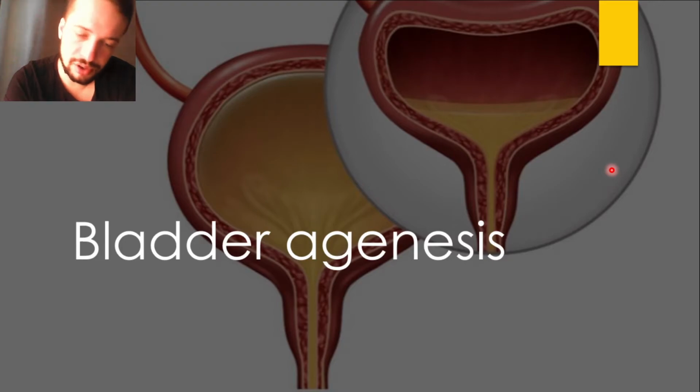Bladder agenesis is extremely rare and incompatible with life. 23 cases have been reported in live births, and all were female infants.